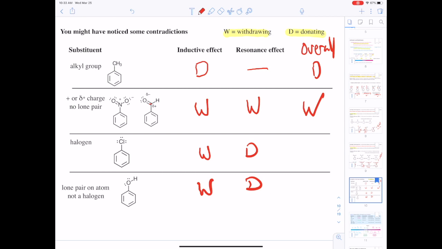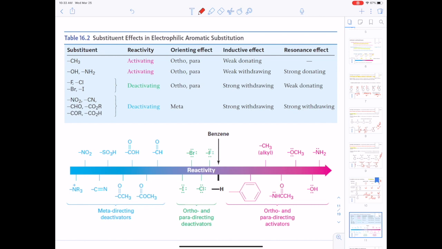Well, it's because obviously the overall effects will be different. It's the relative strengths of these. Halogens are strongly withdrawing through induction, whereas these other groups are strongly donating through resonance. So the overall effect is withdrawing for halogens, but donating for the other groups. So the net effect is different as far as donating or withdrawing from the ring and activation or deactivation abilities.